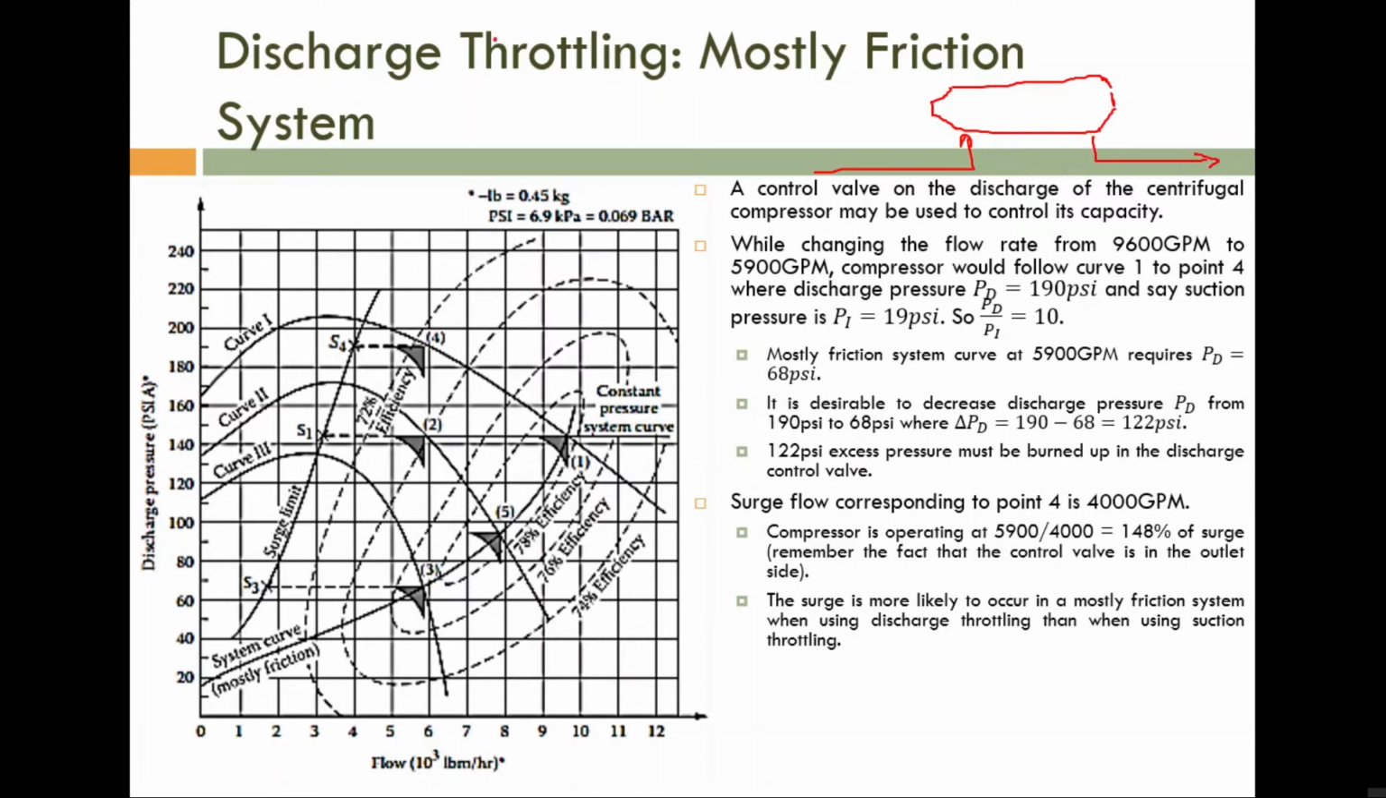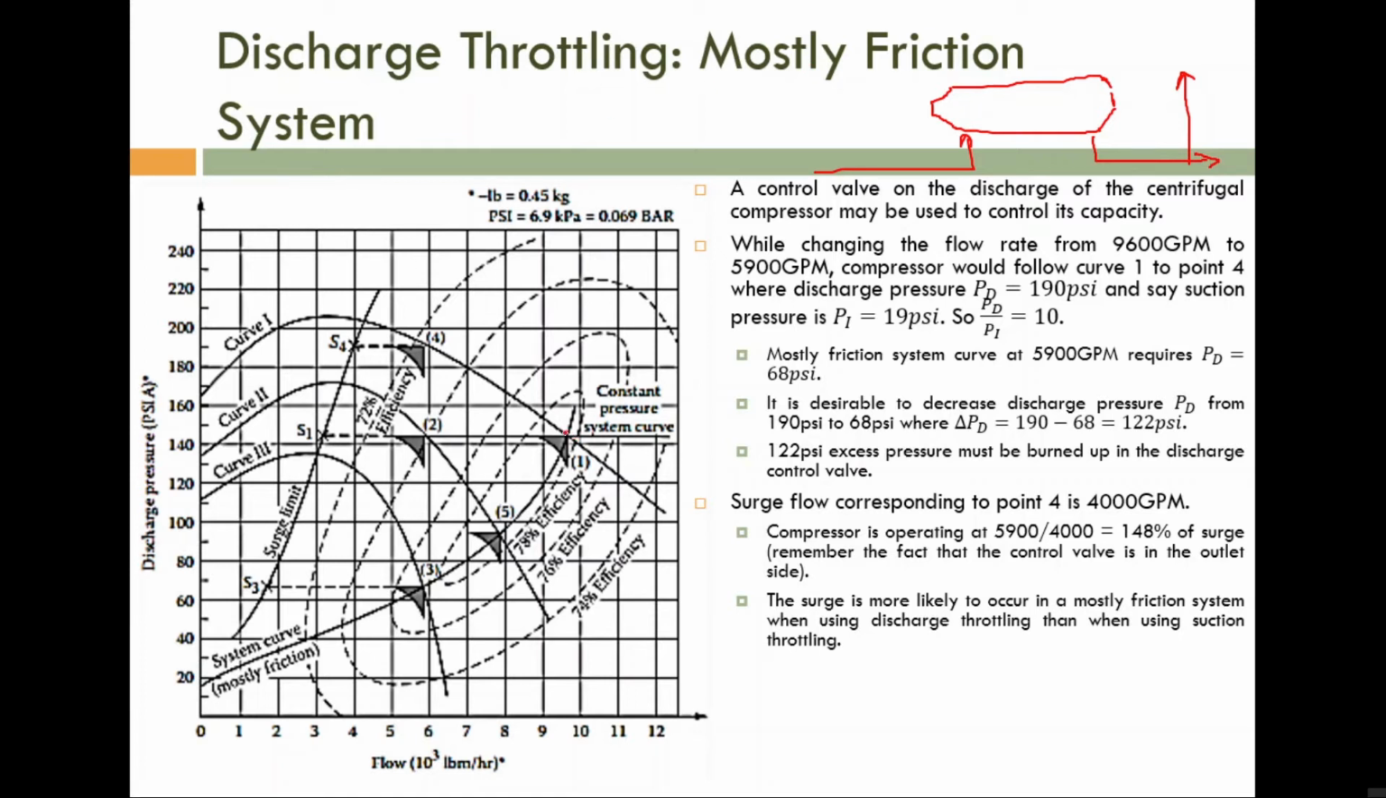discharge line. In the previous two cases we throttled this part, but now we are throttling this one, either the discharge main line or the bypass line, any two. Normally the bypass line is discharge, meaning the extra pressure is burned, removed, released. So that is what we are doing. Now we are discussing discharge throttling for a mostly friction system.